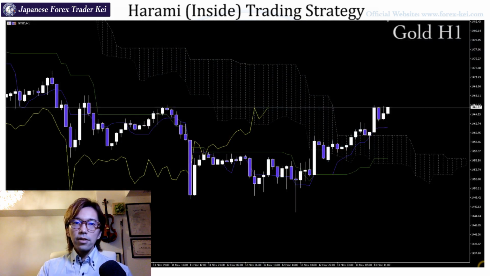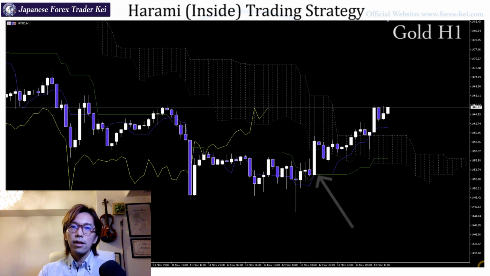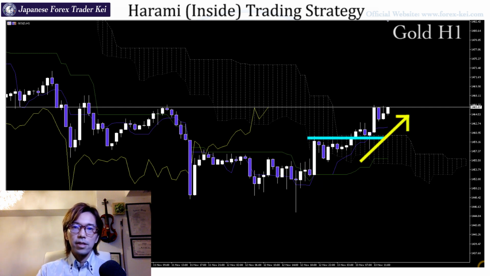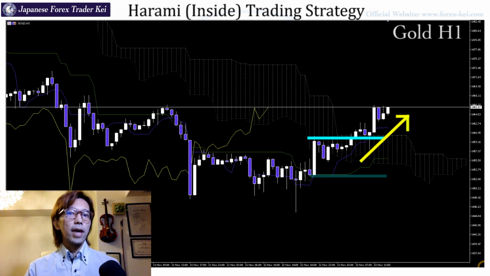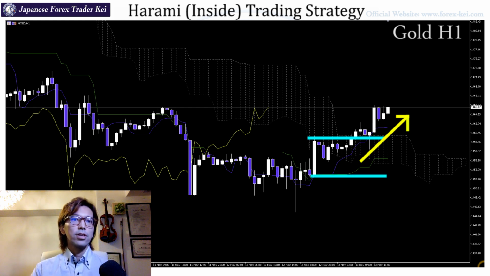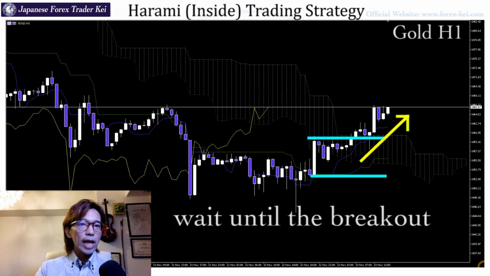And if you take a look at this 1 hour chart again, here there's another Harami, you see? And the market is going up after the break. So again, in this case, you can draw these lines on the top and the bottom of the candle and just wait until the breakout, then follow the direction of the breakout.